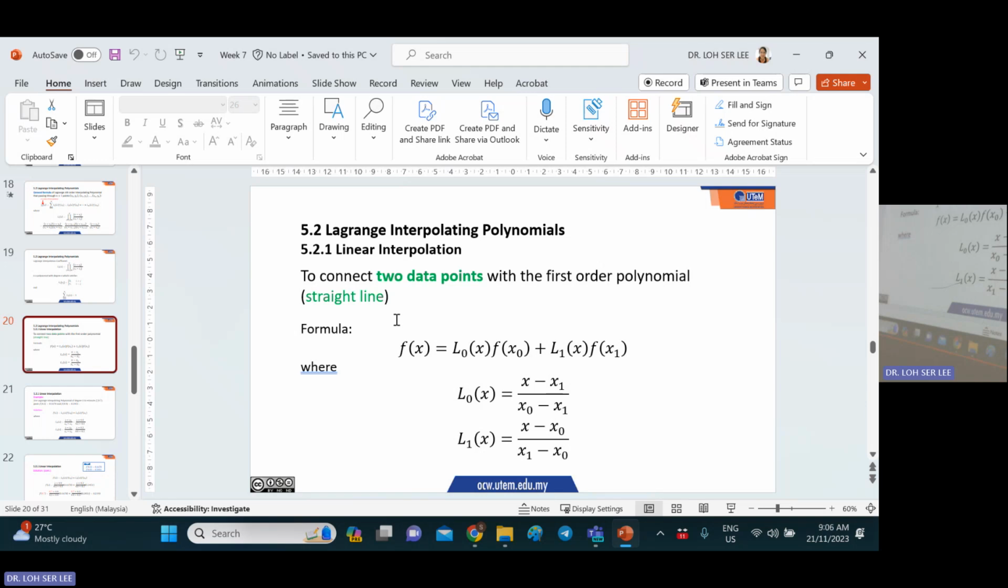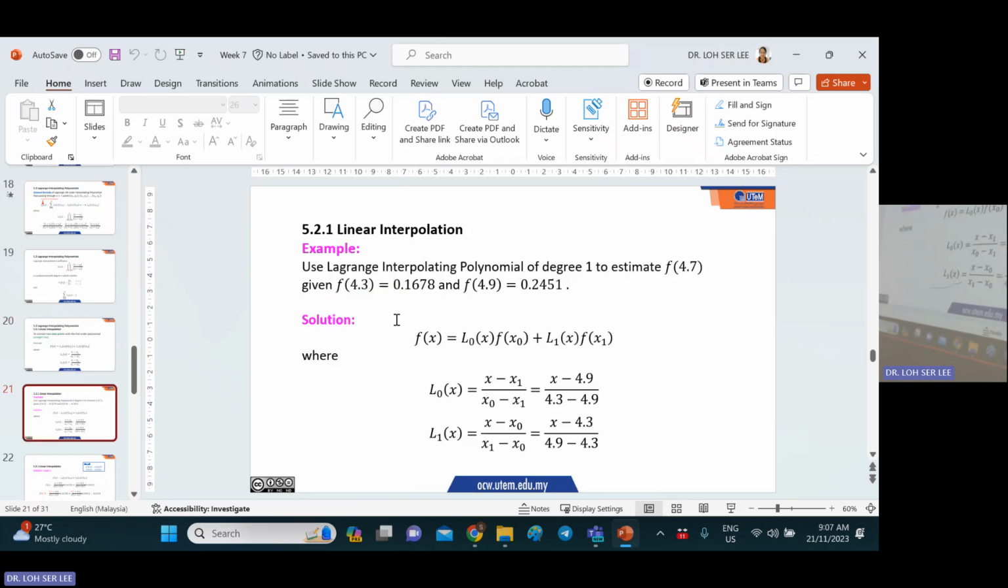So this is the formula that we saw just now on the whiteboard. Exactly the same. It's just that on the whiteboard I put everything in one equation. Here I separate the L because I want to show it in a bigger form. This is for L0. This is for L1. And the f(x0) is taken from the point. Now we look at the first example.